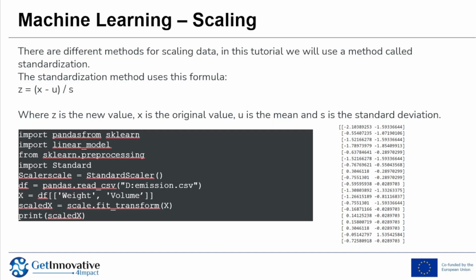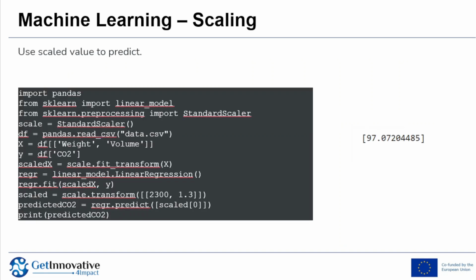There are different methods for scaling also. The most popular method is standardization. The standardization method uses the formula z = (x - u) / s, where z is the scaled value, x is the original value, u is the mean and s is the standard deviation. So we are using the scaled values to predict.